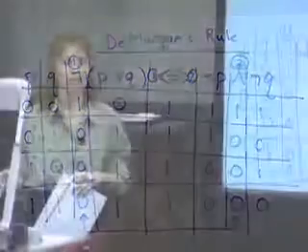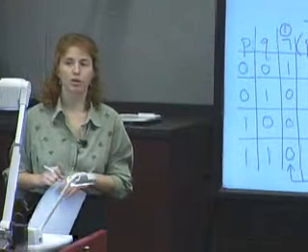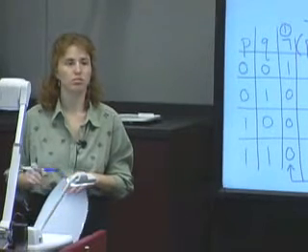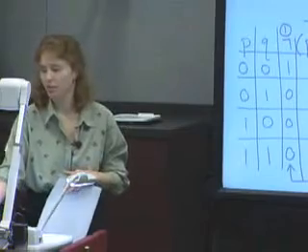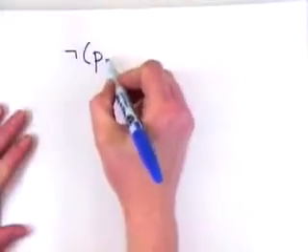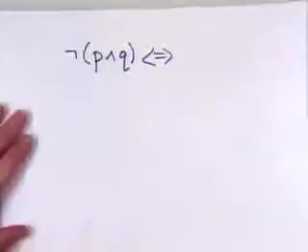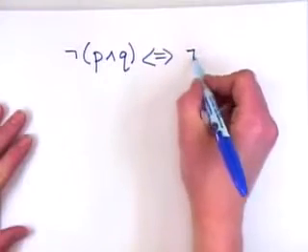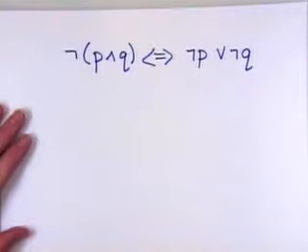So if we can negate OR with De Morgan's, do you think we could also negate an AND with De Morgan's? Sure, we sure can. So De Morgan did both of them. Didn't stop with just halfway. Did both ways. So if we have not the quantity P and Q, that's logically equivalent to, what do you think? Not P or not Q. Exactly right.